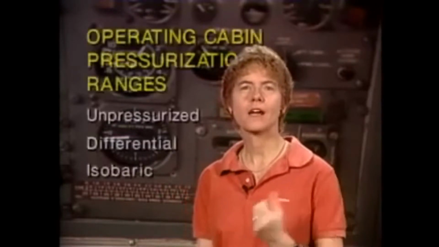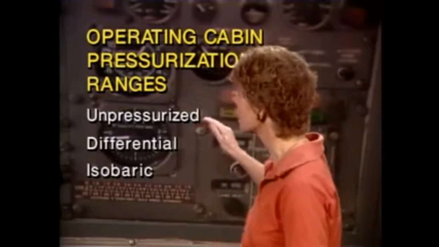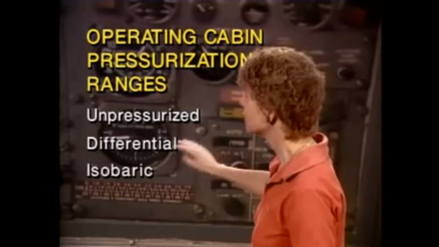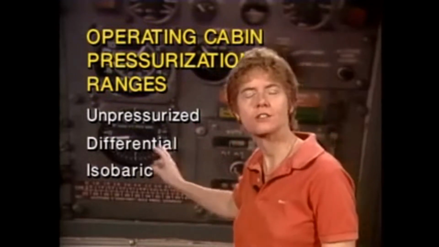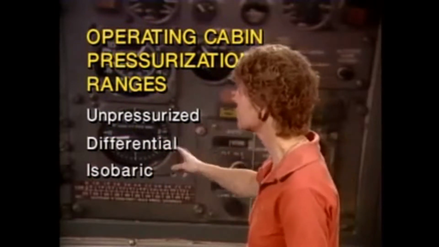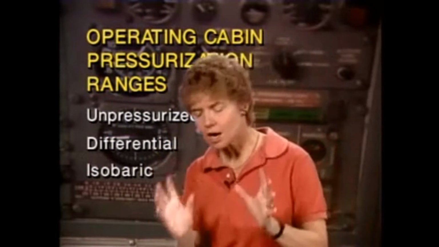The cabin pressurization system has basically three modes or ranges of operation. What you've got in that cabin pressurization system is an unpressurized mode, a differential mode, and an isobaric mode. Unpressurized, differential, and isobaric. Unpressurized is pretty obvious. Unpressurized basically is you don't have the pressurization system working at all. Whatever air you've got in the cabin is the same as ambient, normal outside air, and that's what small general aviation aircraft have got.